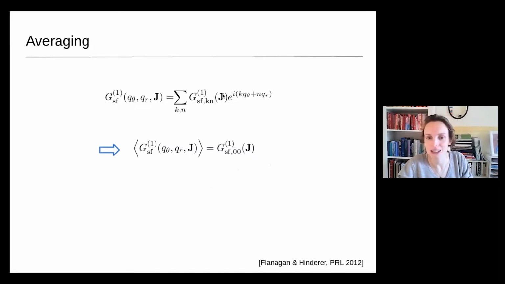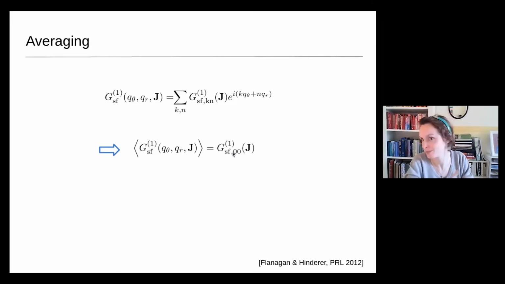This is quite nice, because once you have such a Fourier decomposition, you can say, hey, wait, when I start averaging, this is just an oscillatory function. So when I average, all these terms are going to drop out, and only the terms that do not oscillate will contribute to my average. And of course, the terms that do not oscillate are the ones where k and n are 0, right? Because in that case this term just becomes 1 and it doesn't oscillate.